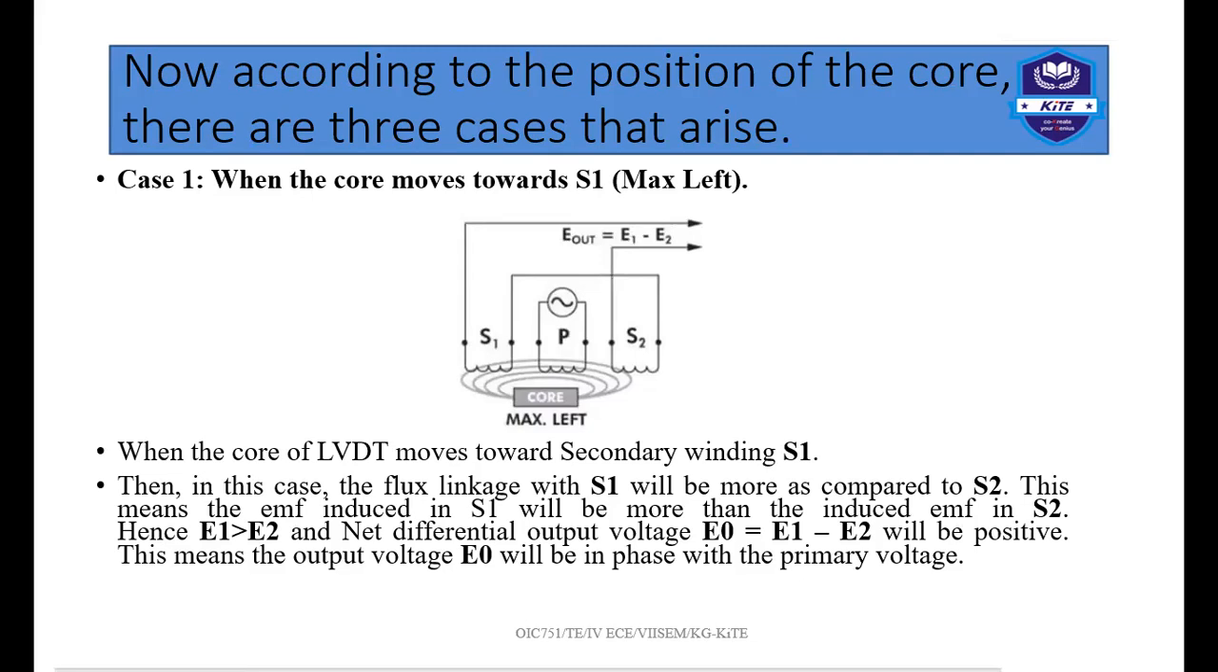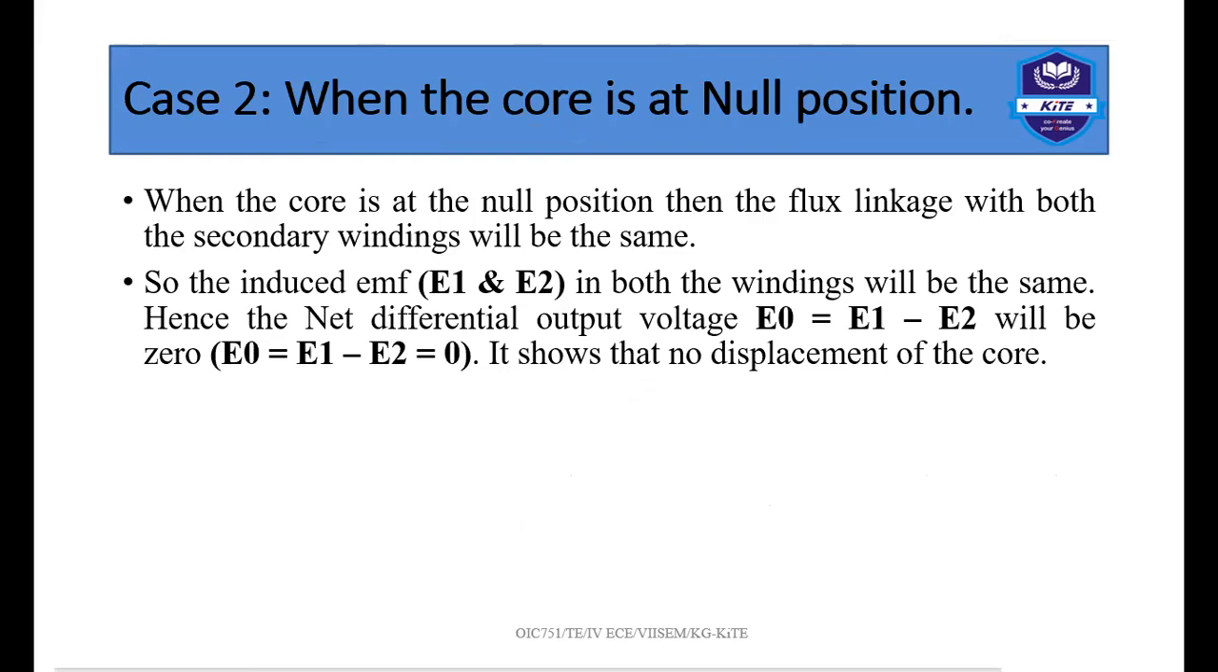So what will be happening here? This means the EMF induced in S1 will be more than the EMF induced in S2. Hence, E1 will be more than E2. And then the net differential output voltage E0 is equal to E1 minus E2, which will be positive. This means that the output voltage E0 will be in phase with the primary voltage. Yes, so we'll move on to the next case.